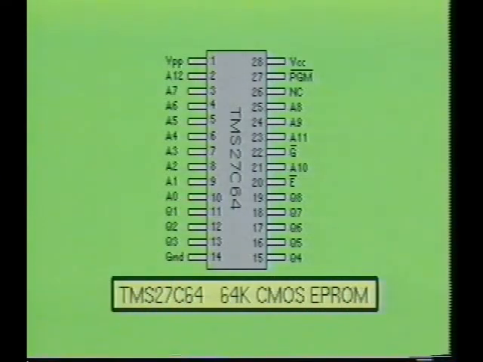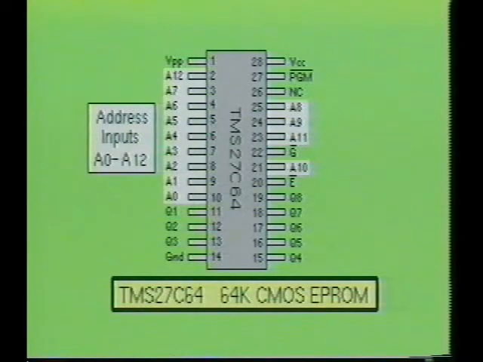Here you see the pinout for the Texas Instruments TMS27C64, which is a typical CMOS EPROM IC. This chip is referred to as a 64K EPROM since it is capable of storing 8,192 8-bit words, which is approximately 64,000 bits.